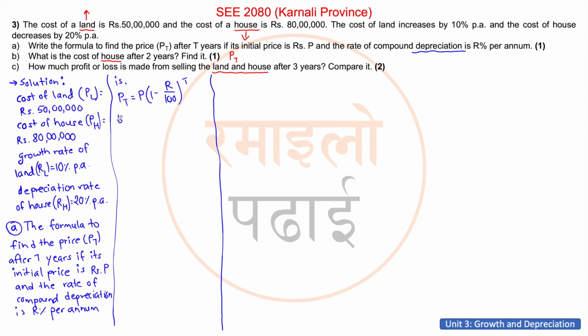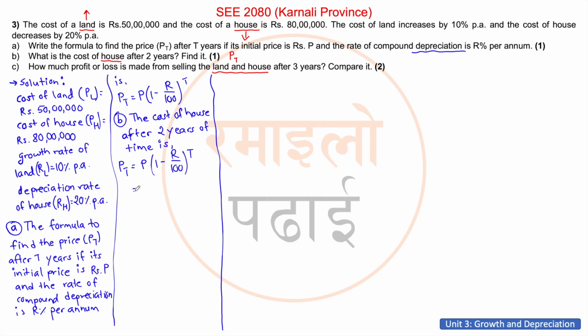Now moving on to question number B. What is the cost of house after 2 years? Find it. So the cost of house after 2 years of time is, what is the formula? Pt equals P. The price of house is depreciating, so we will use the formula of depreciation. So (1 - R/100)^t.